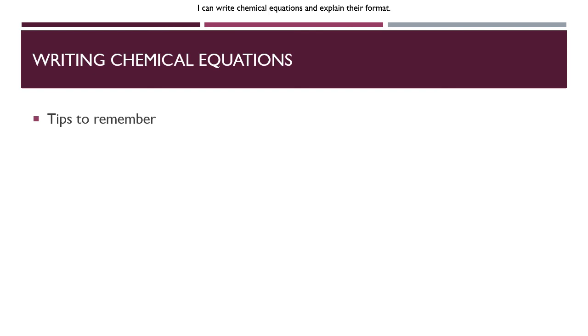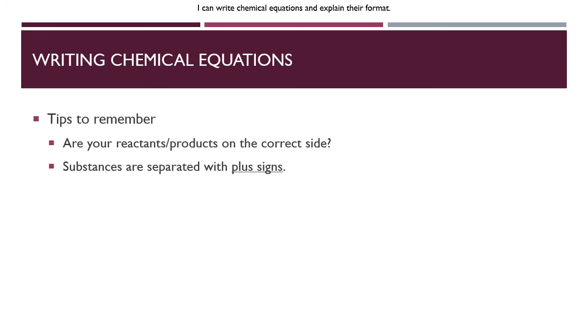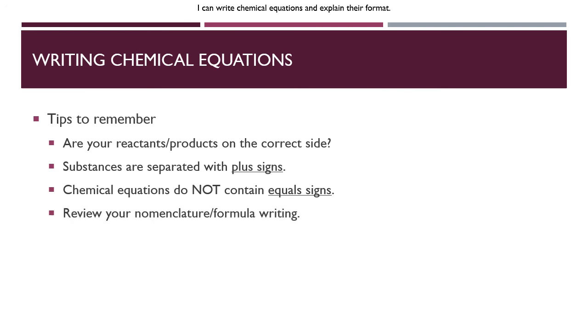Here are some tips to remember whenever writing these equations. Are your reactants and products on the correct side? Think of the last example. If you had just written your equation in the exact same order that the sentence was read, you would have had your reactants and products on the wrong side of the equation. Reactants are the starting materials, products are the new substances, what's getting formed. Substances get separated with plus signs between substances on one side of an equation. Chemical equations do not contain equal signs.